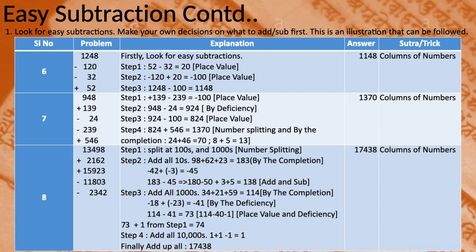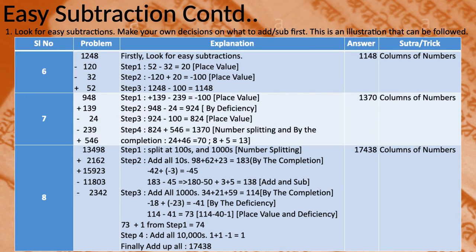Now add up all the numbers that have to be subtracted. 42 and a 3, right? 45. Take out 45 from 183. By addition and subtraction you can do that, right? 180 minus 50 plus 3 plus 5. So you get 138 as the answer. Very simple. Now, next step. Remember this 138. That's your first answer.